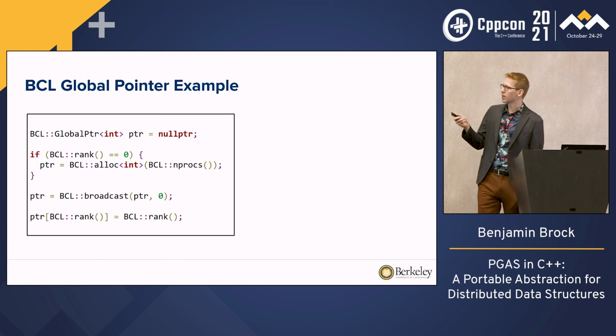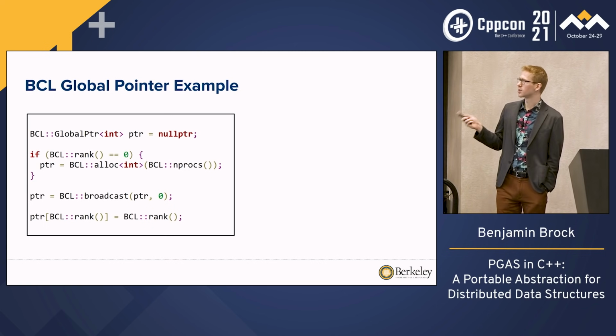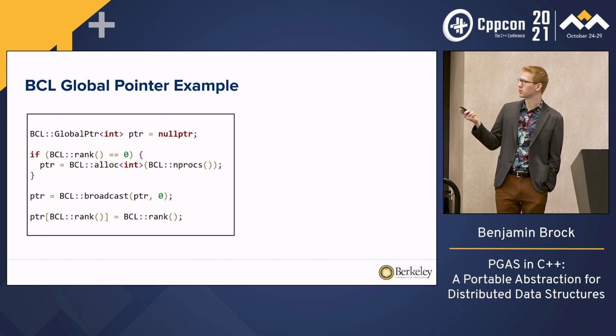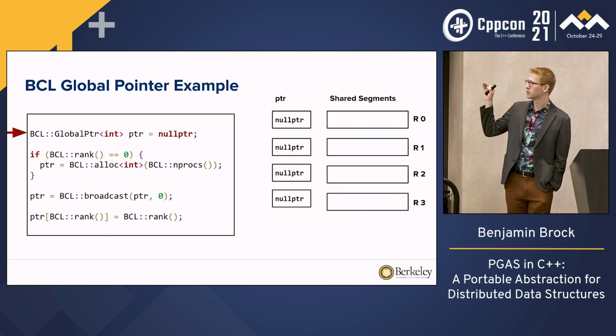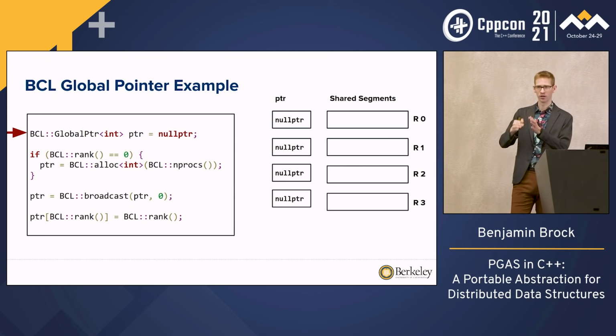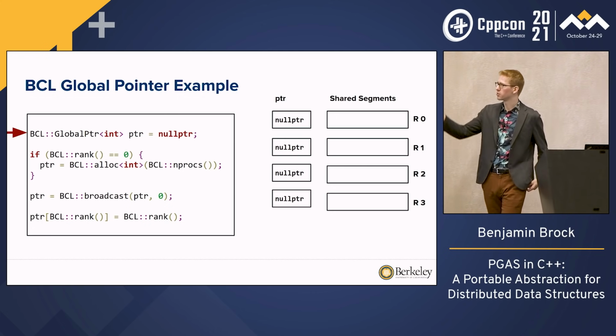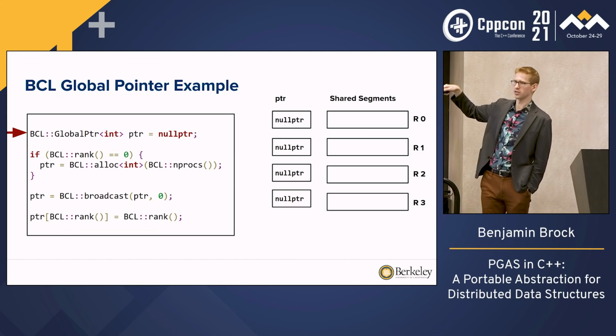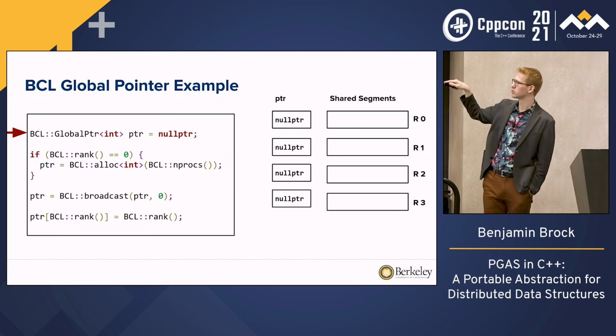So let's quickly look at what using one of these pointers looks like inside a program. So here we have a global pointer that we're declaring. And remember, since we're writing an SPMD program that is run on a number of different processes, there are actually going to be 4 different copies of this pointer, all living on different processes or different ranks. So we have rank 0, 1, 2, 3.